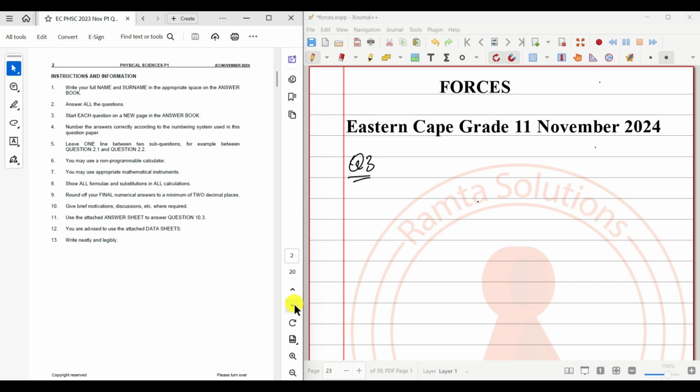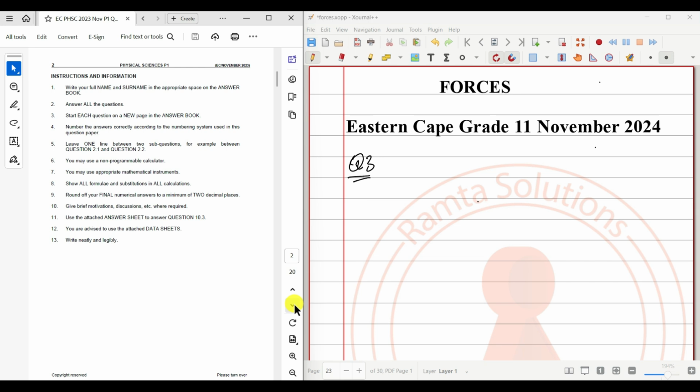Okay, perfect. Instruction 10, give brief motivations, discussions, etc. were required. Instruction 11, use the attached datasheet. It's not for the question that we want. Instruction 12, you are advised to use the attached datasheet. This is if you forget your formulas or your constants, you can always refer to them.